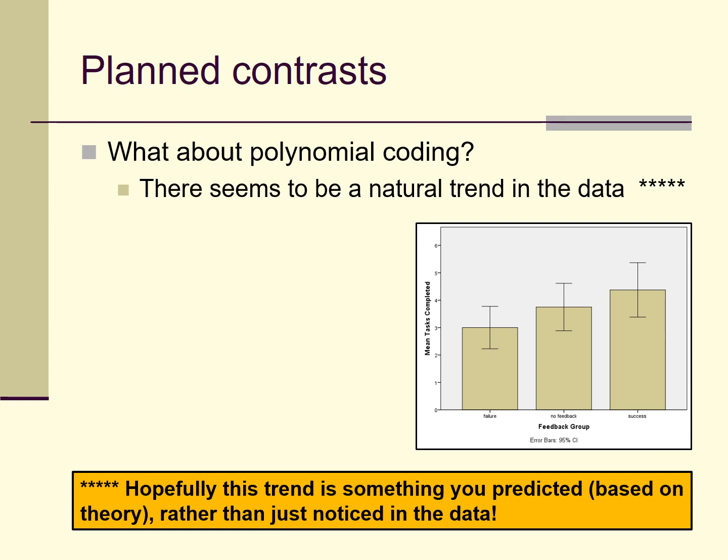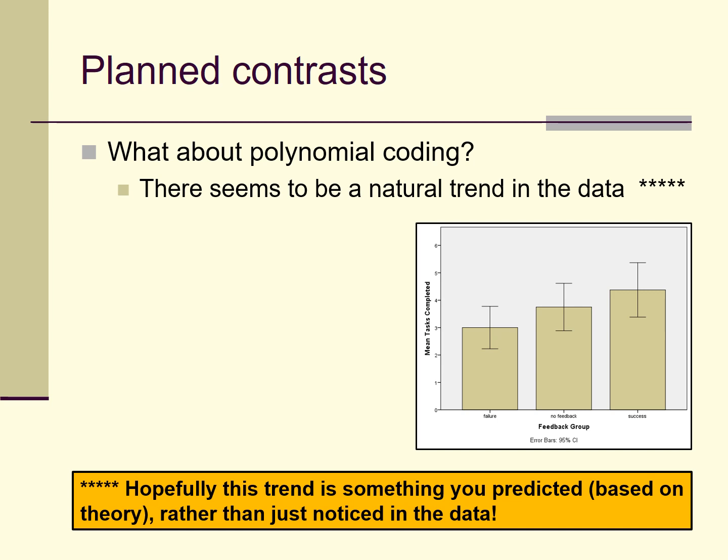In this case, when we look at this data, it seems like there's a natural trend across levels of our predictor variable, that is, across our different groups. The failure group is a little bit less than the no feedback group. The no feedback group is a little bit less than the success group. Those differences seem roughly equivalent, thus suggesting a straight line, linear trend across all three.